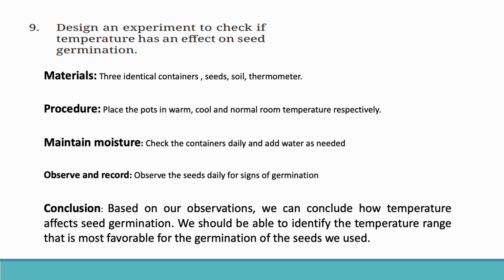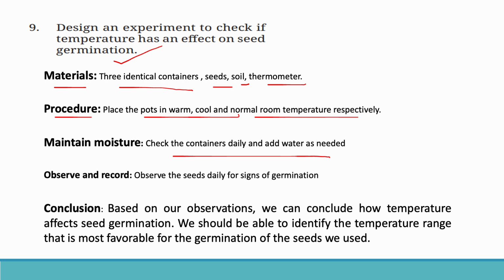Design an experiment to check if temperature has an effect on seed germination. So, we have to design an experiment to check if temperature has an effect on seed germination. We need some materials: 3 identical containers, seeds, soil, thermometer. Then the procedure: place the pots in warm, cool and normal room temperature respectively. Maintain moisture, check the containers daily and add water as needed. So we have to maintain moisture.